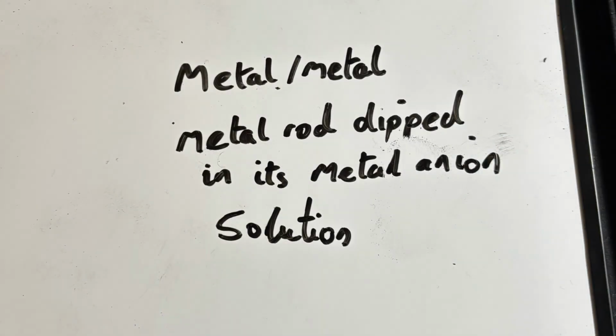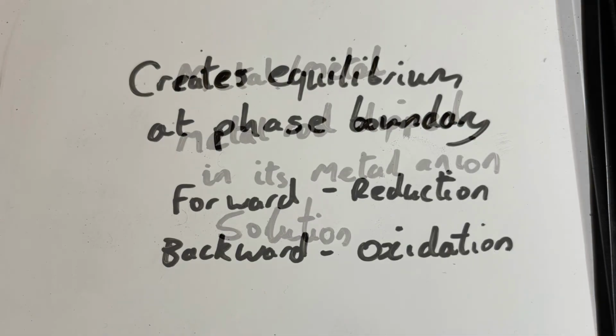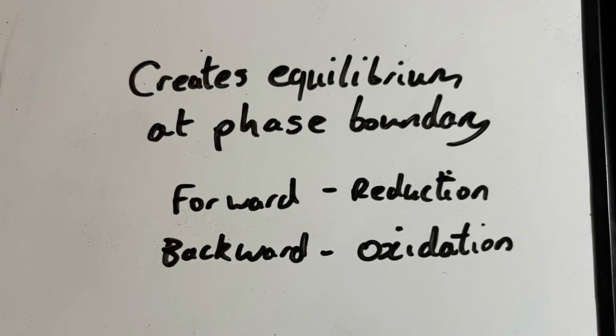Now you can have metal-metal cells, and that's a metal rod dipped in its metal ion solution, and it creates an equilibrium at the phase boundary. Now, convention states that you do the reduction as the forward reaction and the oxidation as the backwards reaction.